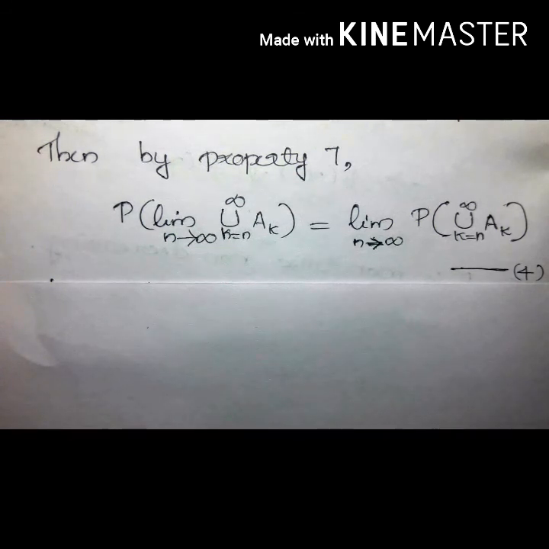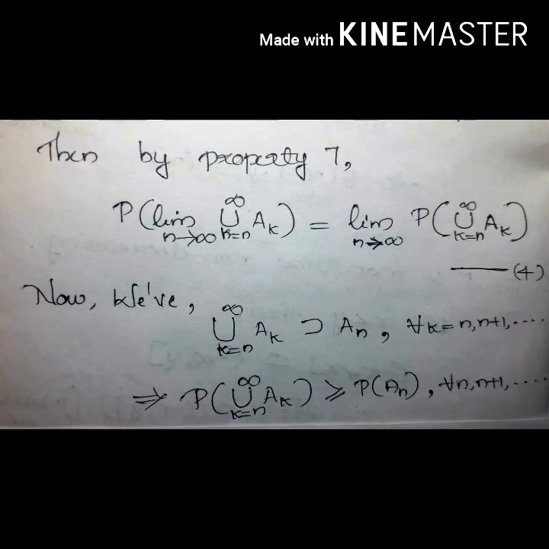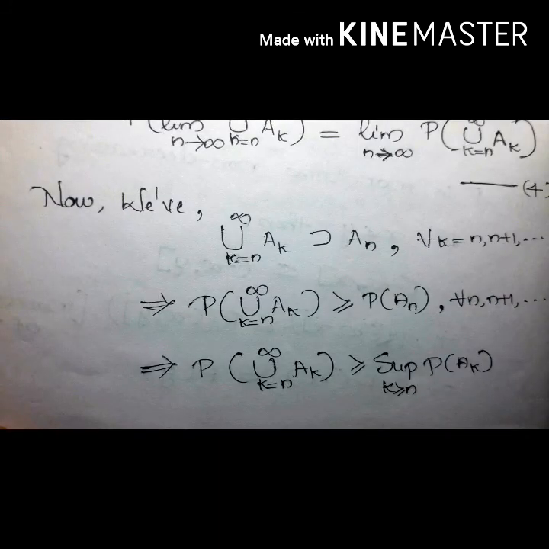Now we have union k equal to n to infinity Ak contains Ak for all k equal to n, n plus 1, etc. Then again apply monotonicity of P. We get P of union Ak greater than or equal to P of Ak for all k equal to n, n plus 1, etc. Therefore, it is greater than or equal to its supremum, which implies P of union Ak greater than or equal to supremum k greater than or equal to n P of Ak.